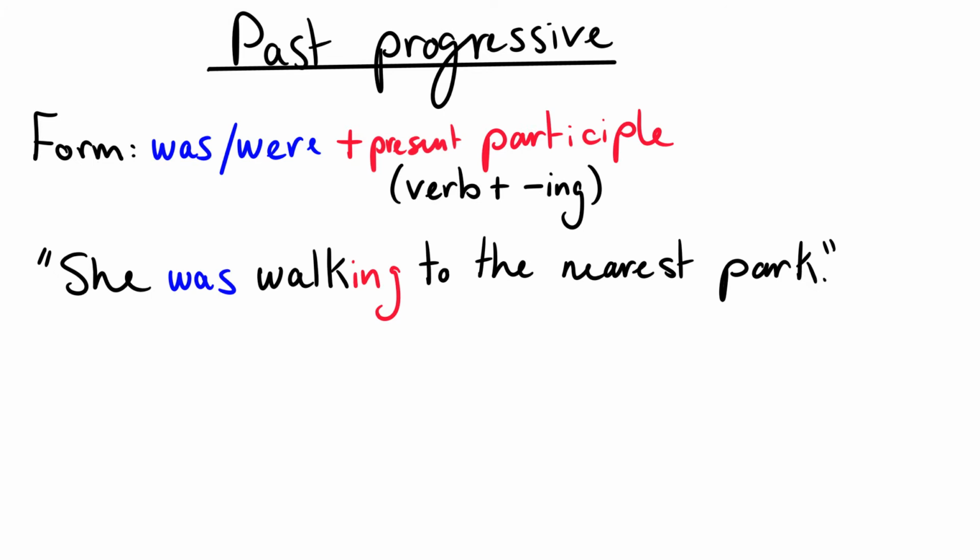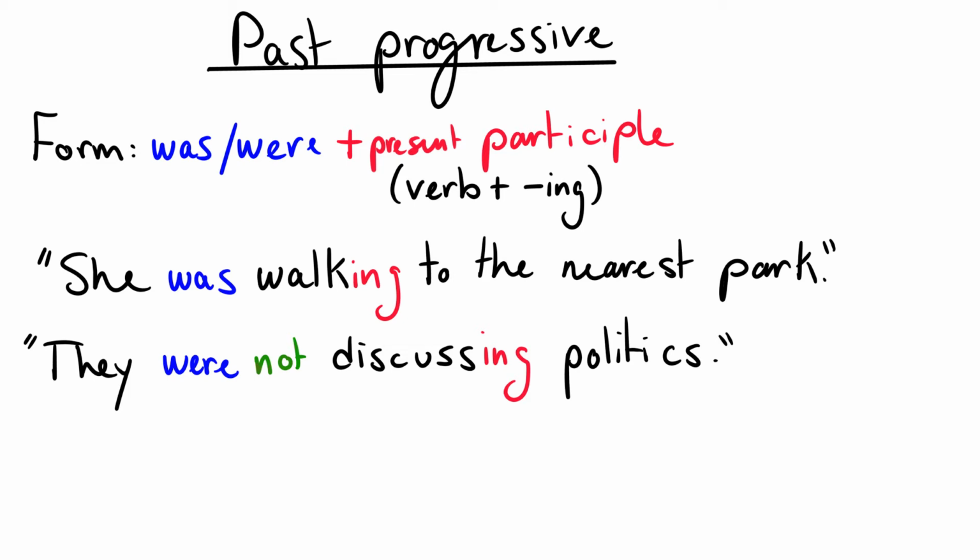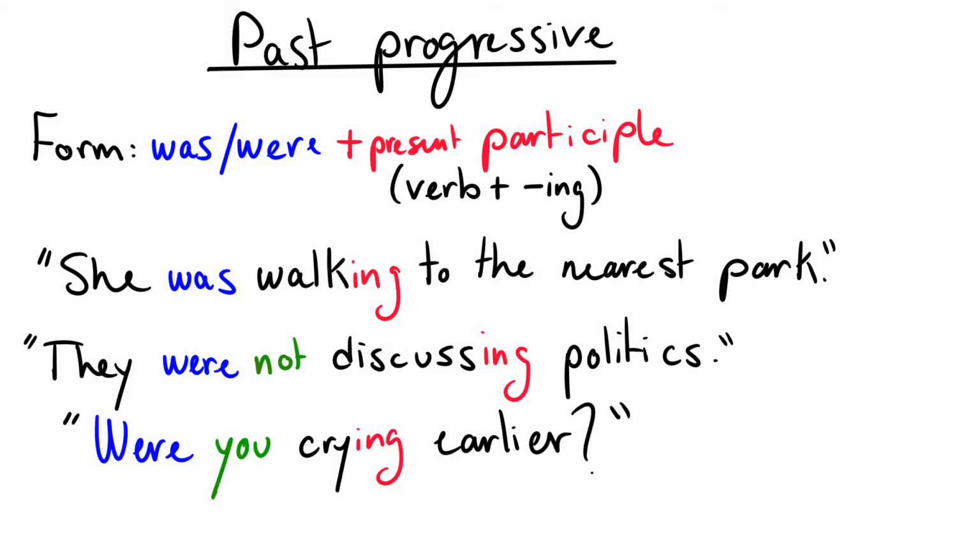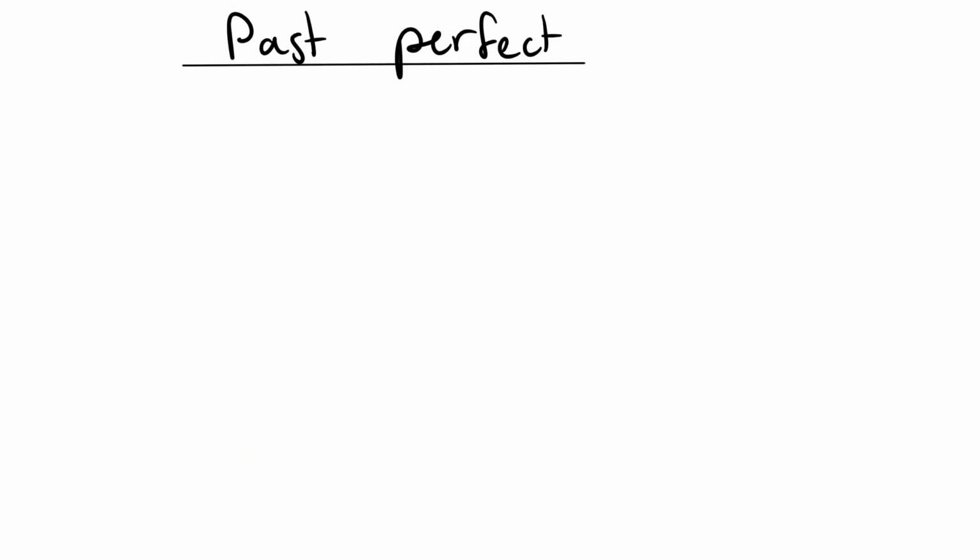So in this case, she was indicates that it's taking place in the past, but walking suggests that the action is ongoing. For the negative form, you simply have to add a negation after the verb to be. They were not discussing politics. For the interrogative form, you simply switch the verb and the subject. Were you crying earlier?